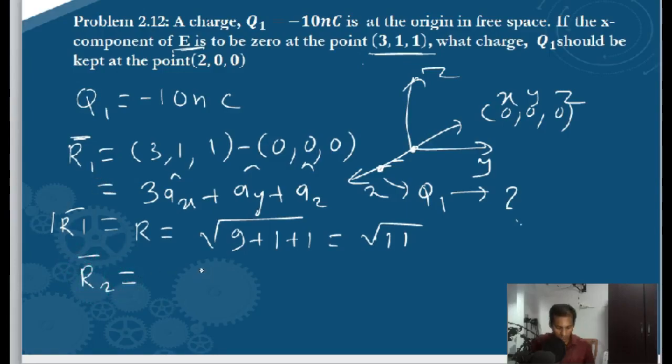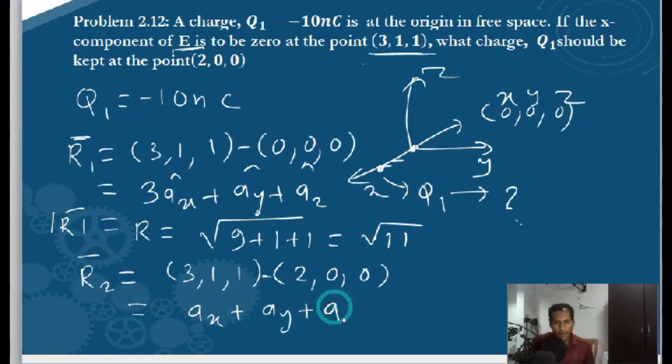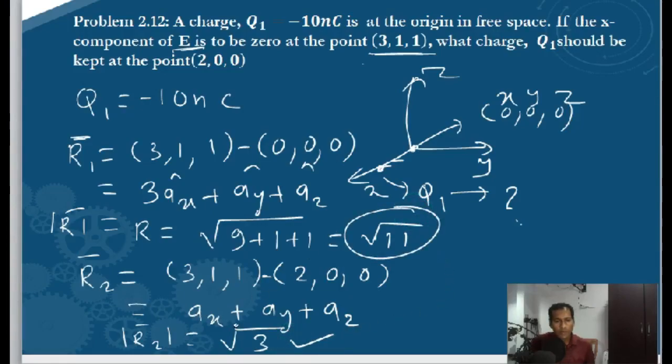Then we have to calculate r2. What is r2? R2 points are (3, 1, 1) minus, what we have to subtract? The source points (2, 0, 0). So what we will get here? We will get ax plus ay plus az. And what will be the mod of r2? Mod of r2 will be equal to root 3. So this is r1, this is r2.